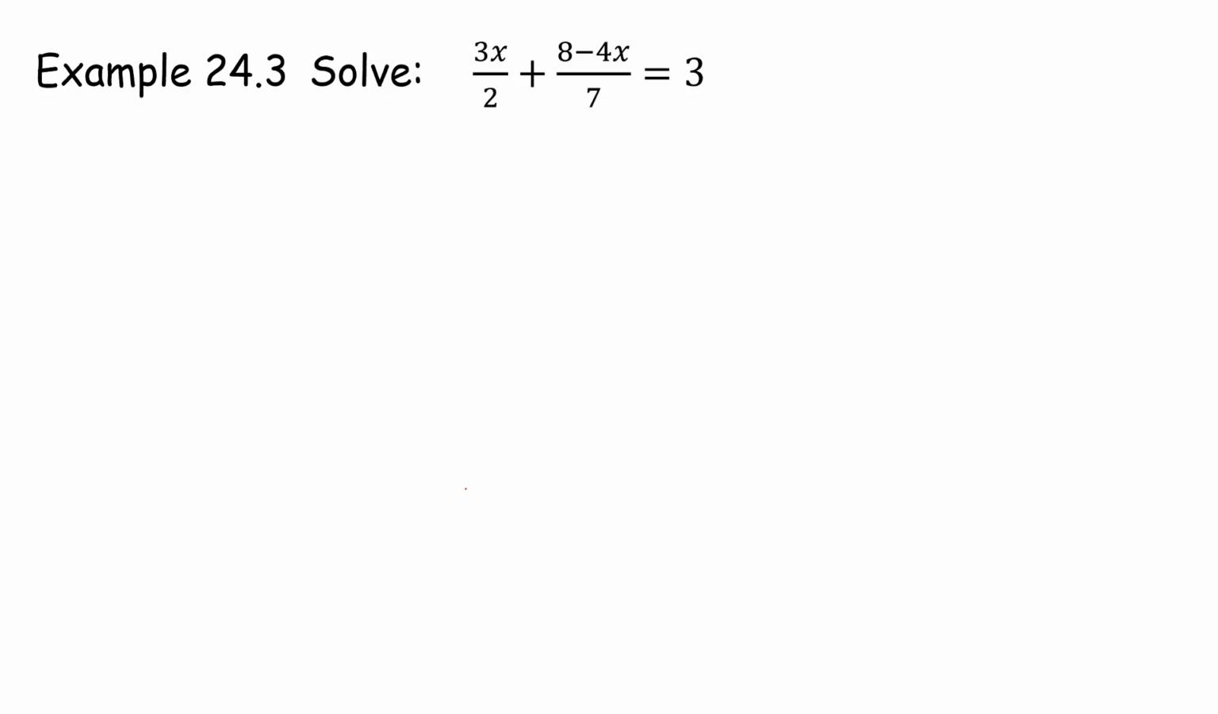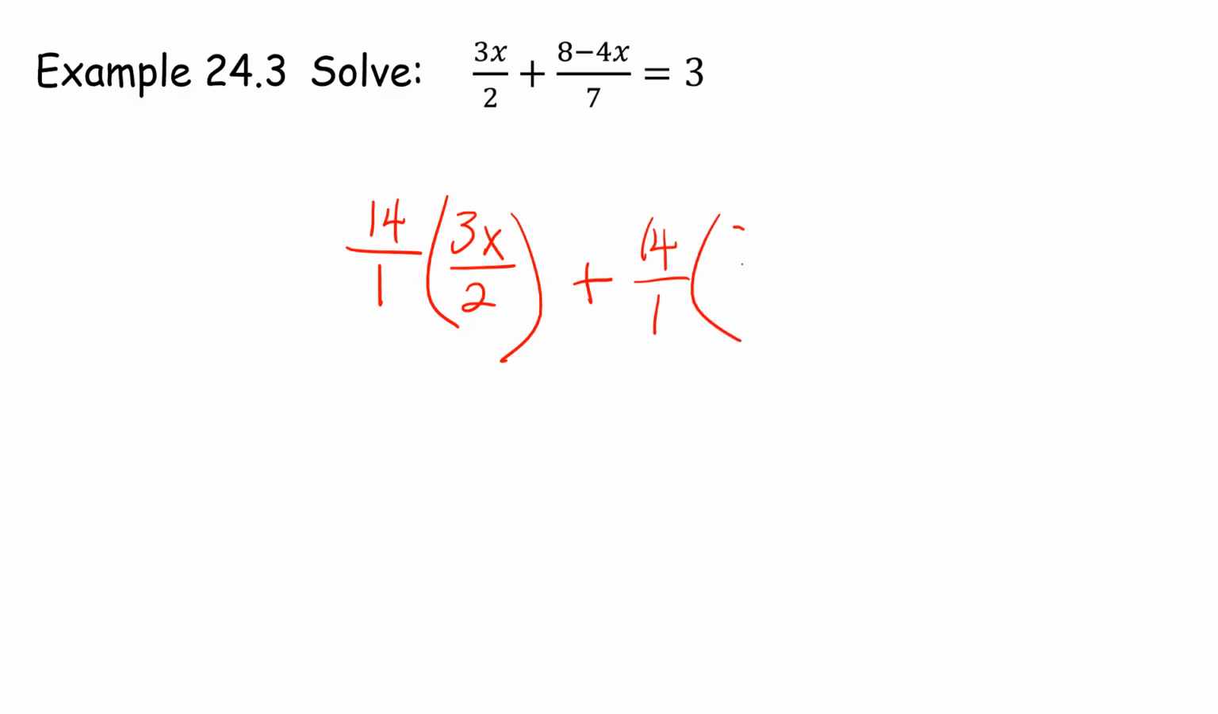Now we have an equation where our denominators are 2 and 7. So the least common multiple of 2 and 7 is 14. So I'm going to multiply that by both sides of the equation. I'm going to multiply it by 3x over 2 plus, I'm going to multiply it by 8 minus 4x over 7 equals, I'm going to multiply it by 3.